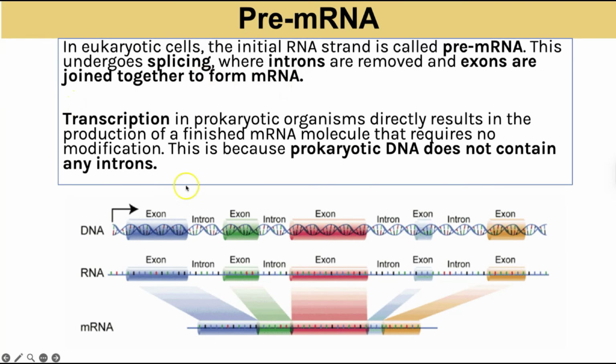So the modification that happens is, once you've made your pre-mRNA, the introns get removed, and that's known as splicing. So the introns are spliced out, which just means they're cut out and removed. Then you're just left with the exons, and the exons are the sequences of bases on mRNA that code for sequences of amino acids. Now that happens in eukaryotic cells. It won't happen in prokaryotic cells because prokaryotes, such as bacteria, don't have introns in their DNA, so they don't have to go through that step.